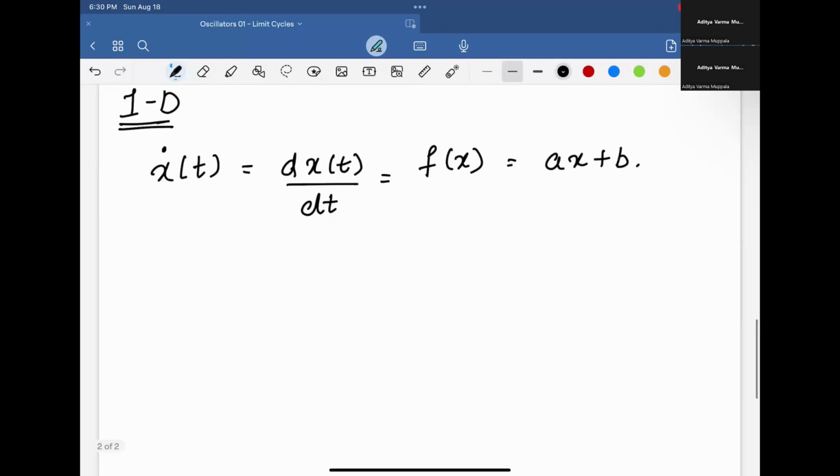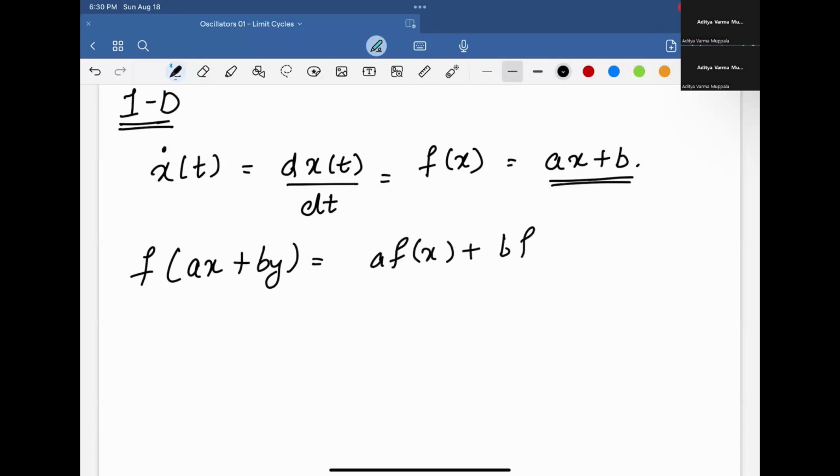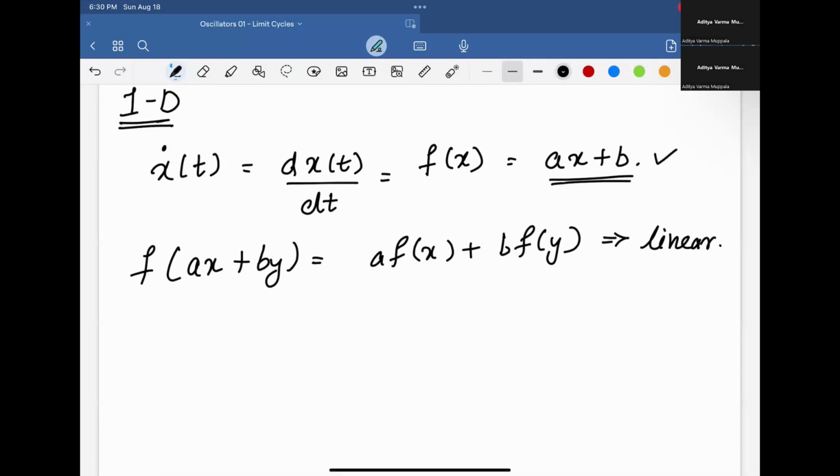One way to sort of deal with these equations is to deal with them qualitatively, especially if it's nonlinear. So for example, this is in fact a nonlinear differential equation, although it looks linear. So how do we show that? So what's the definition of linearity, right? We have to go back to that. So if I have f of x, then f(ax + by) should be equal to af(x) + bf(y), right? So this implies it's linear. Again, you can actually show that this equation doesn't satisfy that because of this constant term. Okay, so that's the 1D case.